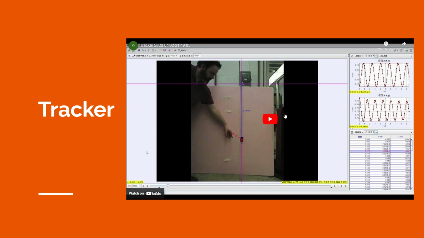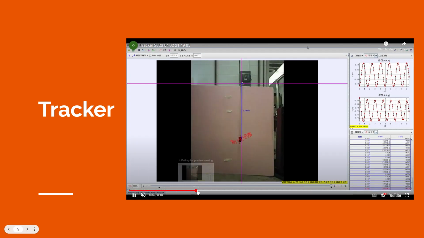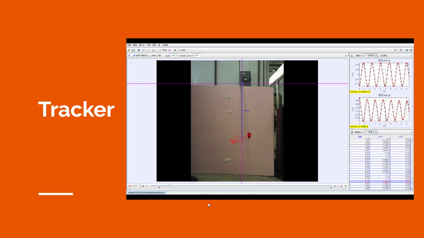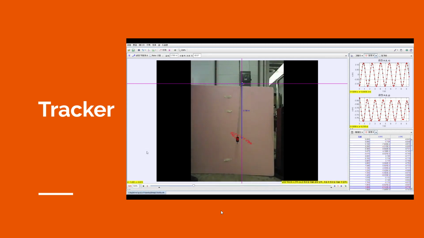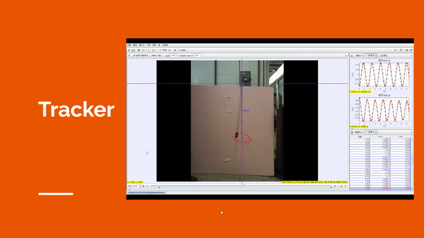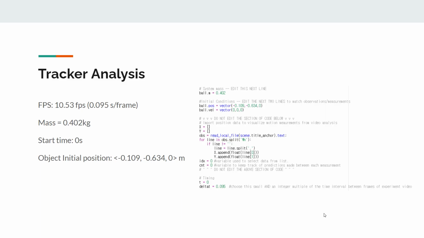This is the tracker video. Quick analysis of the tracker video. The FPS is 10.53 FPS, which is 0.095 second per frame, and the mass is 0.402 kilograms. The start time is 0 seconds, and the object's initial position is as written here.